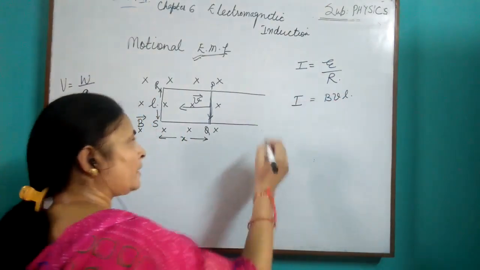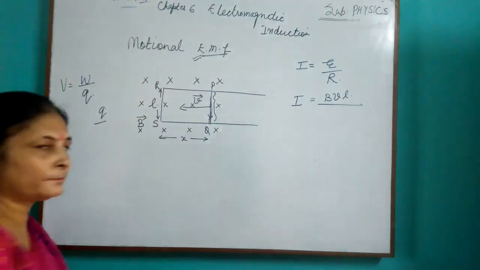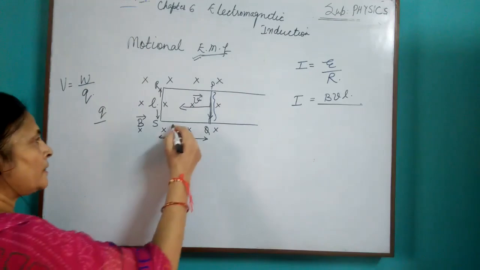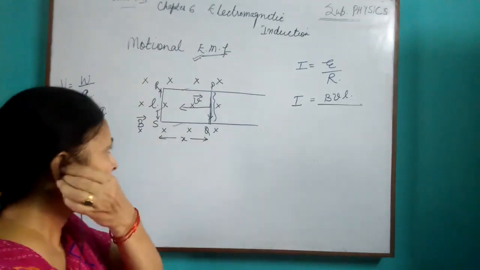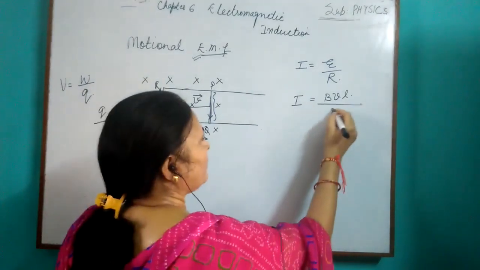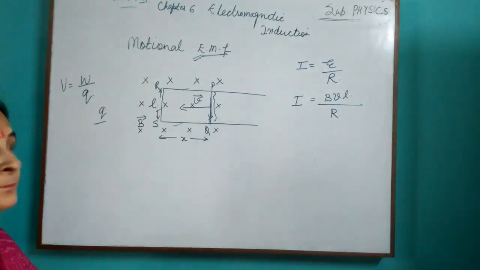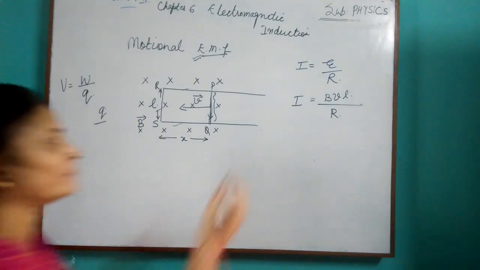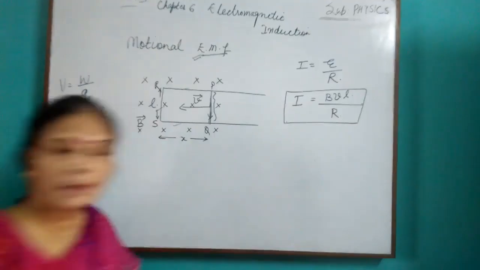If we take only the magnitude, divided by, let R be the resistance of this arm. We are taking the resistance of these arms as negligible, and if they are not negligible, we'll add them up. So it will be BVL upon R. This will be an expression for I.